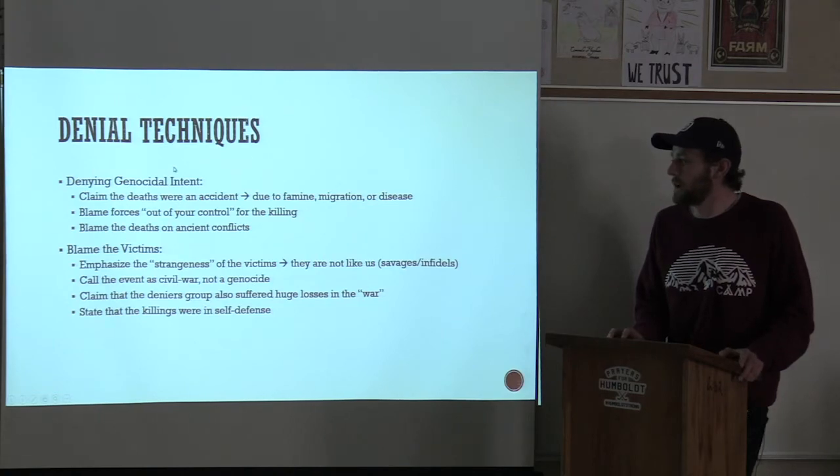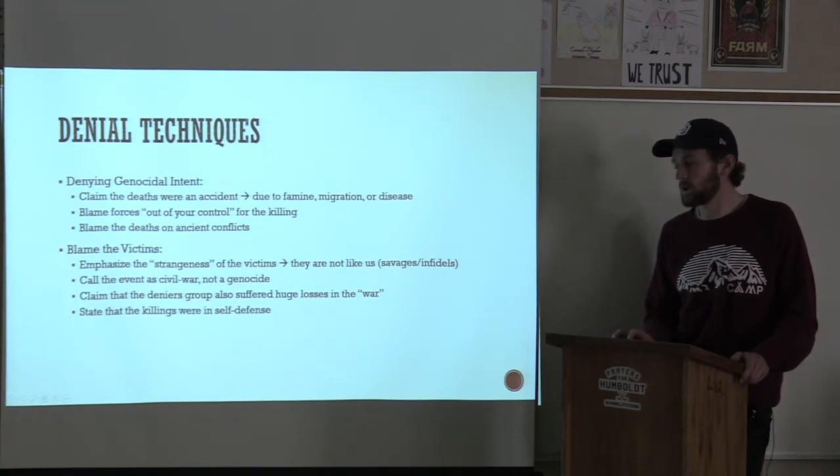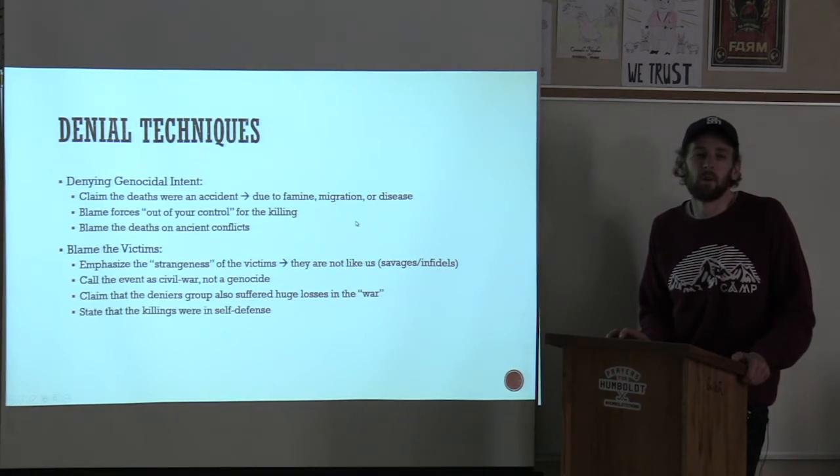Sorry, so we have two more here. Denying genocidal intent, saying that you didn't mean to do it, that it was an accident. This is what Russia uses to still justify, in their opinion, the Holodomor as not being a genocide. Say that the deaths were an accident caused by famine, migration, or disease, or they were out of our control, or they were based on old conflicts that just hadn't gone away yet.